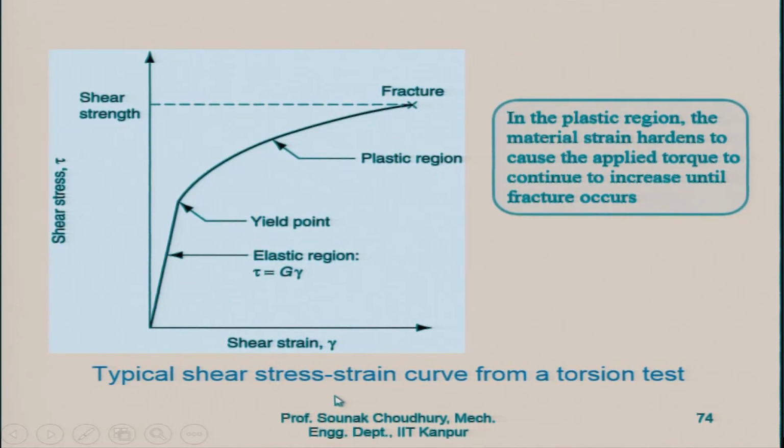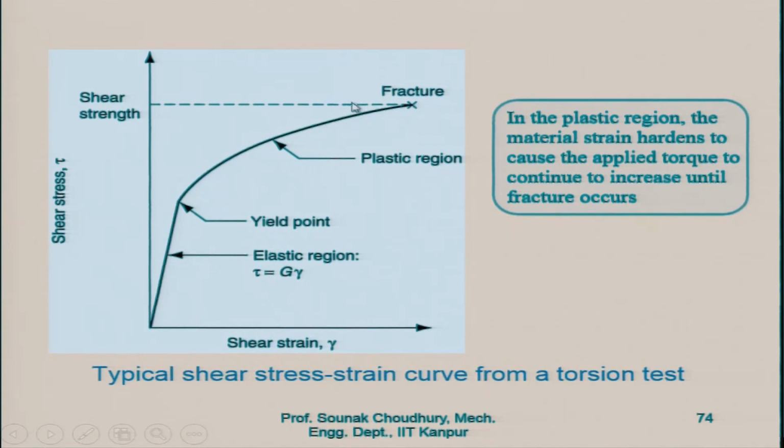Now, this is the typical shear stress strain curve from a torsion test. In the plastic region, the material strain hardens, causing the applied torque to continue to increase until fracture occurs. The fracture occurs at some point when the material is segregated from the base material. So, this is the shear strength.